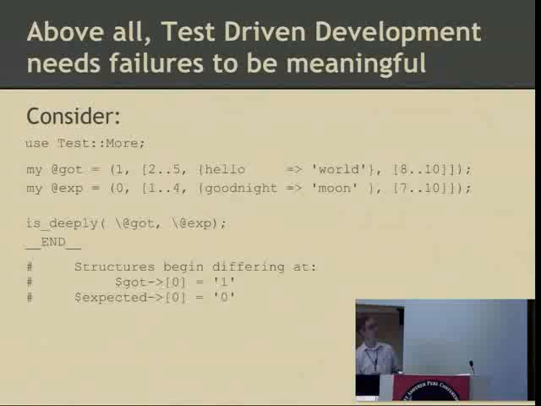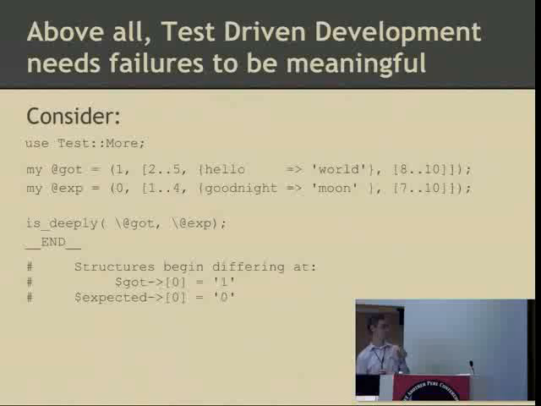Maybe it's deeply from test more, right? And that's a good way of testing, except it doesn't tell you enough about the failure. Things are very different, and if the extent of the information that I get here is that things begin differing right there, then everything else that's wrong here doesn't come back to me at all, right?